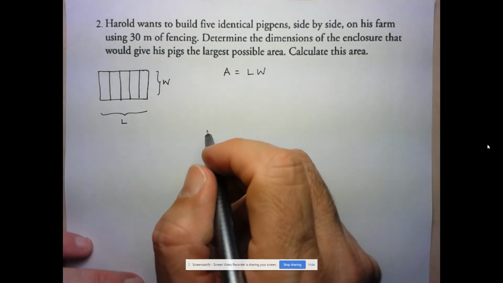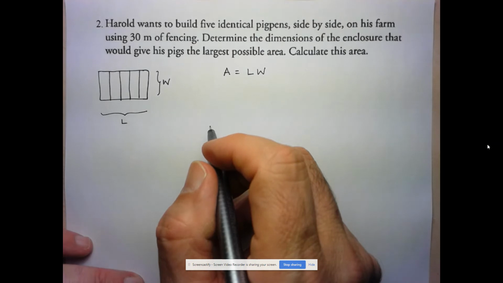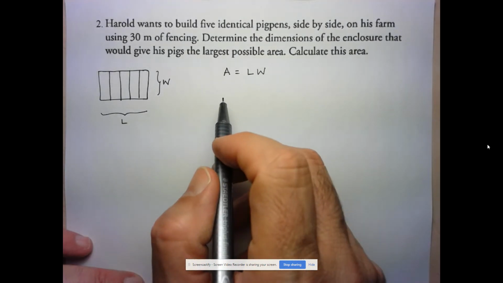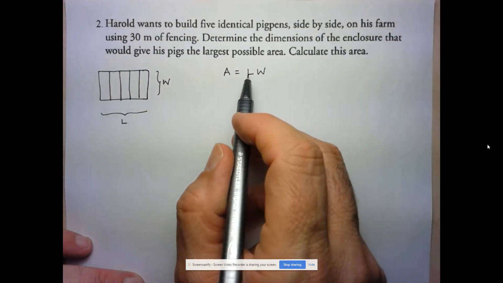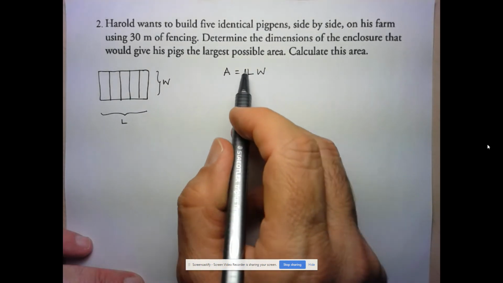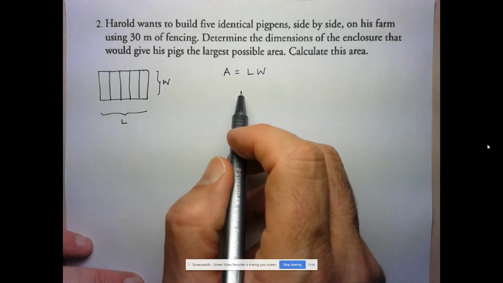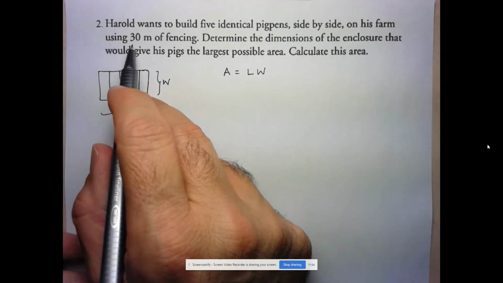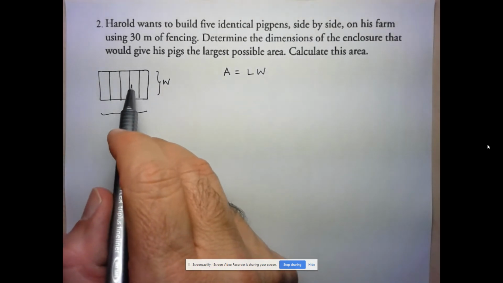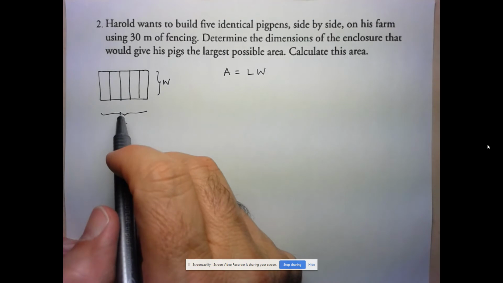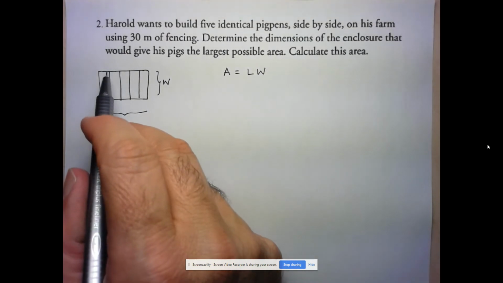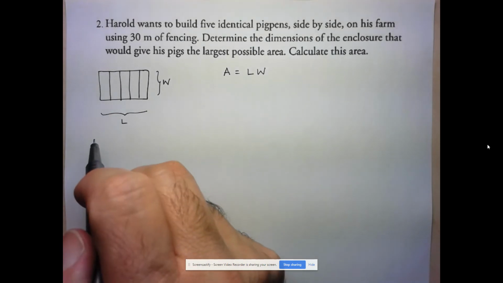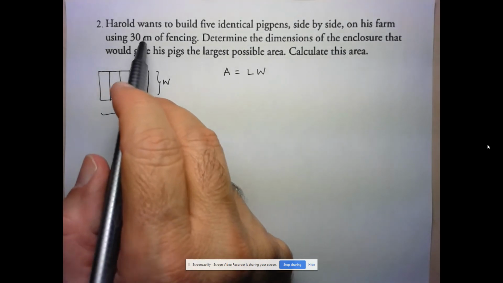Now, as with a lot of our problems, we've got 2 variables on the right-hand side. And of course, I can't optimize a function that's got 2 variables. I need to turn this into an equation that has only 1 variable. So this is where I have to use the other piece of information that's given, and that is the fact that we have 30 meters of fencing in order to create all these 5 pig pens. So here I got to be careful because that also includes the fencing in between the individual ones. So let's see what exactly this 30 meters entails.